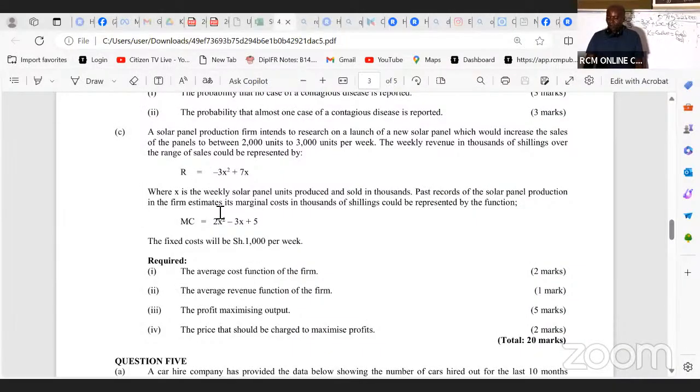Your examiner has told you, first of all, that these marginal costs are in thousands. And he has told us the fixed cost is 1,000. So you must chop those 3 zeros for it to be in tandem with the marginal costs, which are in thousands. So in this case, the fixed cost, I'll take it as 1.